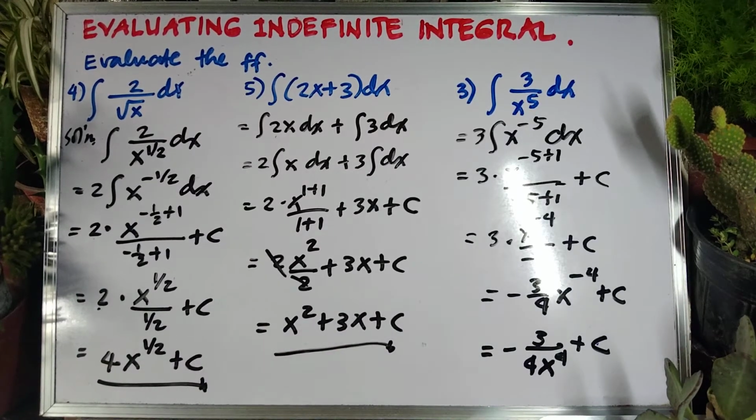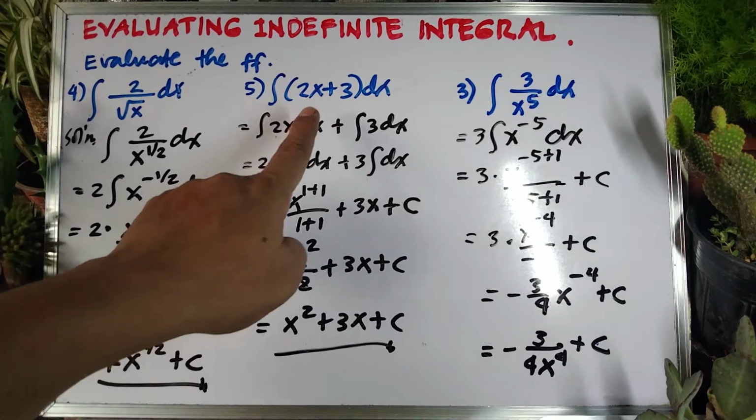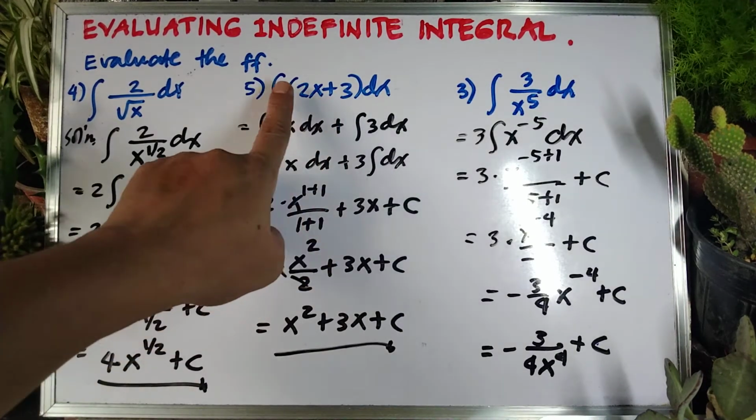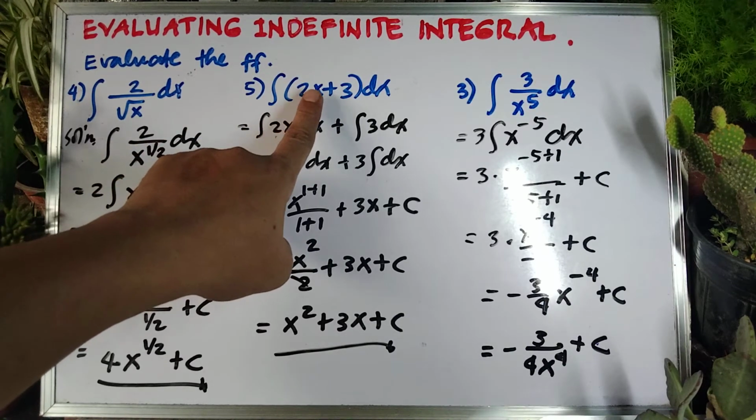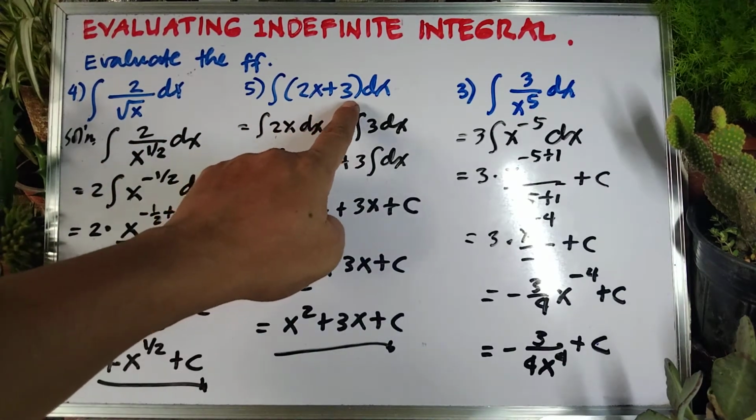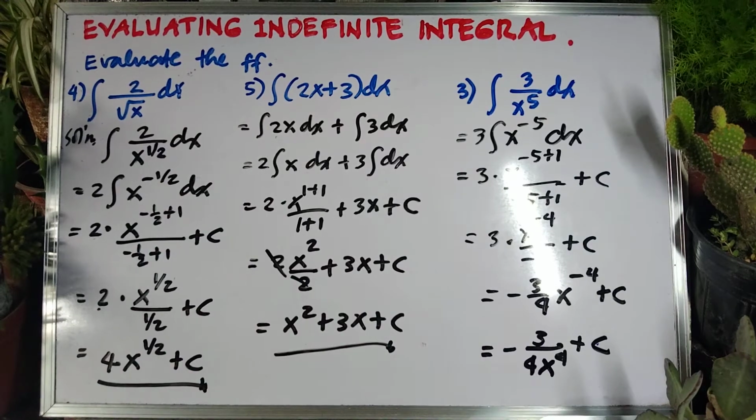As you observe, class, this is the given, 2x plus 3. Without looking at the constant, 2x just became x squared. For 3, an x was added. Right? Okay.